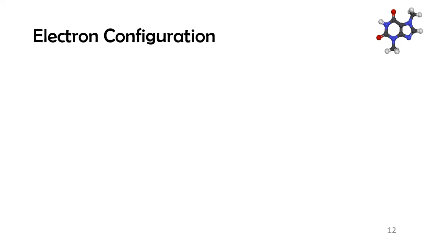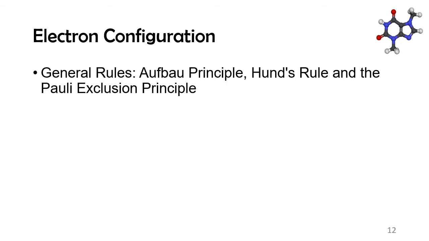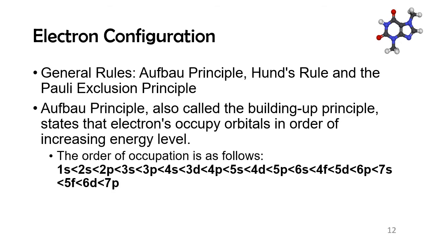There are three rules that are important for us to know when writing the electron configuration. These are the Aufbau Principle, the Pauli exclusion principle, and Hund's rule. Let's start by discussing the Aufbau Principle. The word Aufbau is a German word meaning building up.